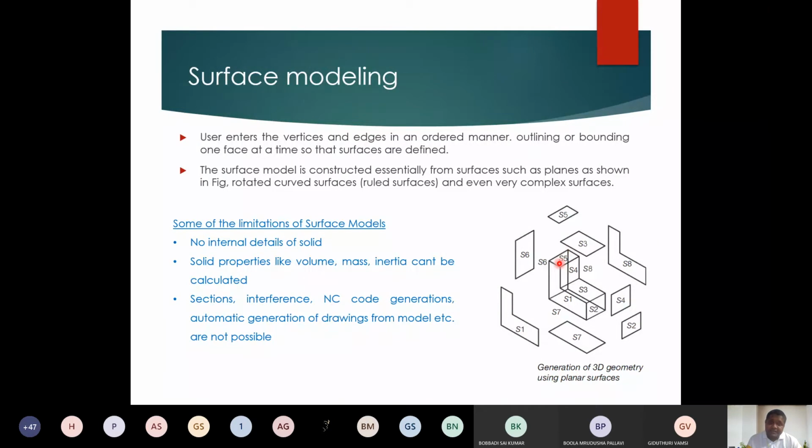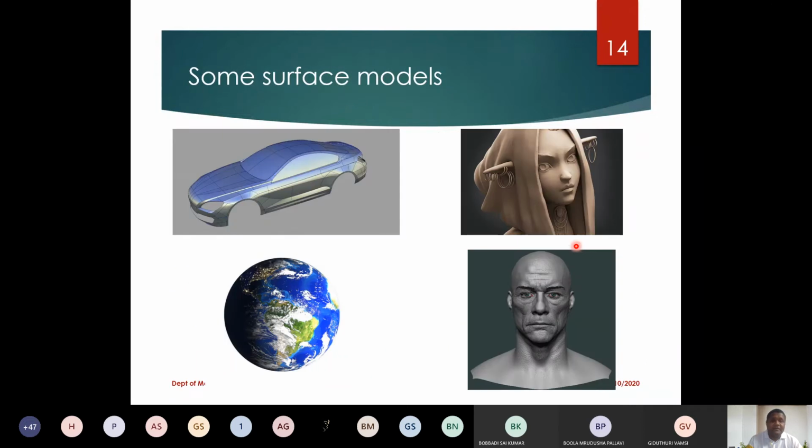But is it totally useless? No. Even nowadays, some companies still use surface models for their work. You need to use a surface model for certain cases. All these pictures are surface models which the world is still using. For example, the outer surface of a car is a surface model only, not a solid model. If you just apply thickness to this, that would become the real part.